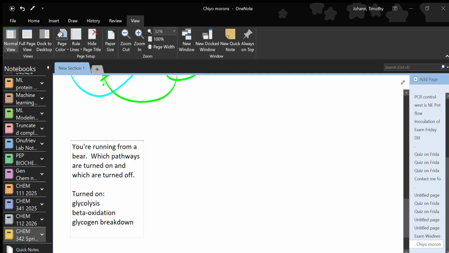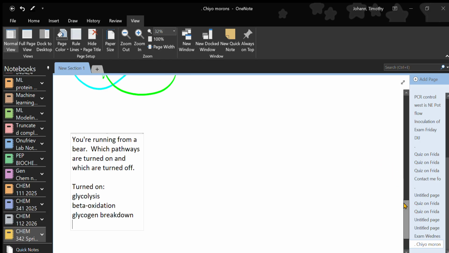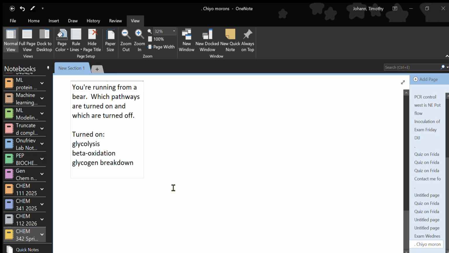I'd probably also specify the liver, because in the liver you have all these pathways possible. Certainly, and it's not the case in the muscles. What else? Citric acid cycle. Electron transport chain, right? Turned off: gluconeogenesis, fatty acid synthesis.